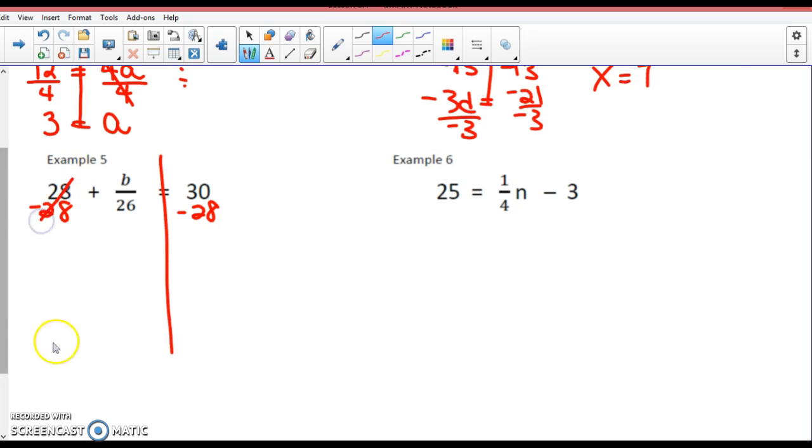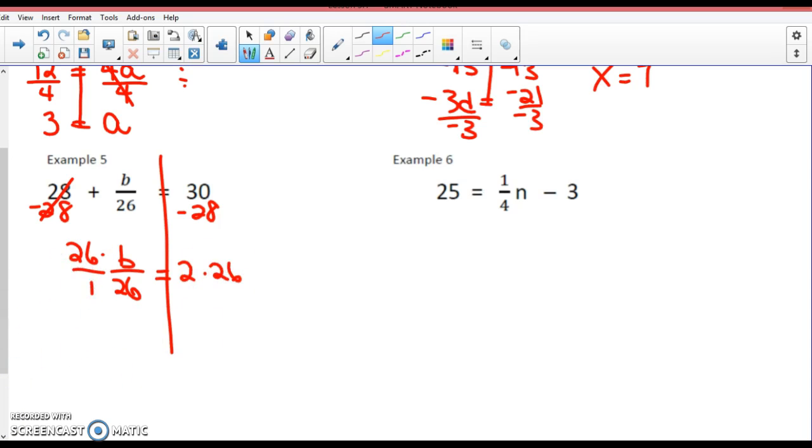That's 0. So I'm left with b over 26 equals 2. What does b over 26 mean, Thomas? Yep, that's b divided by 26. So what's the opposite of dividing by 26? Multiplying by 26. Look how I am showing that.